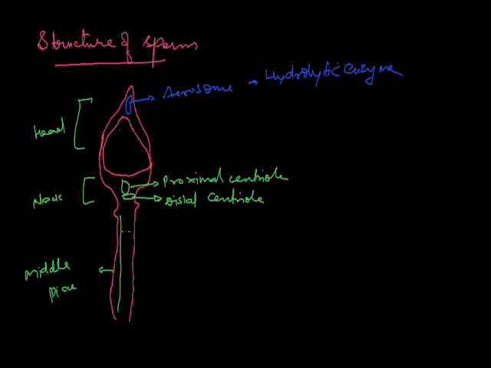Okay, so the mitochondria is present here, and the role of the mitochondria is very much clear: to provide the energy to the sperm to move inside the man's body and then inside the fallopian tube of the females. Finally, this middle piece is further connected to this tail part. This is the structure of the sperm and the function of the sperm.